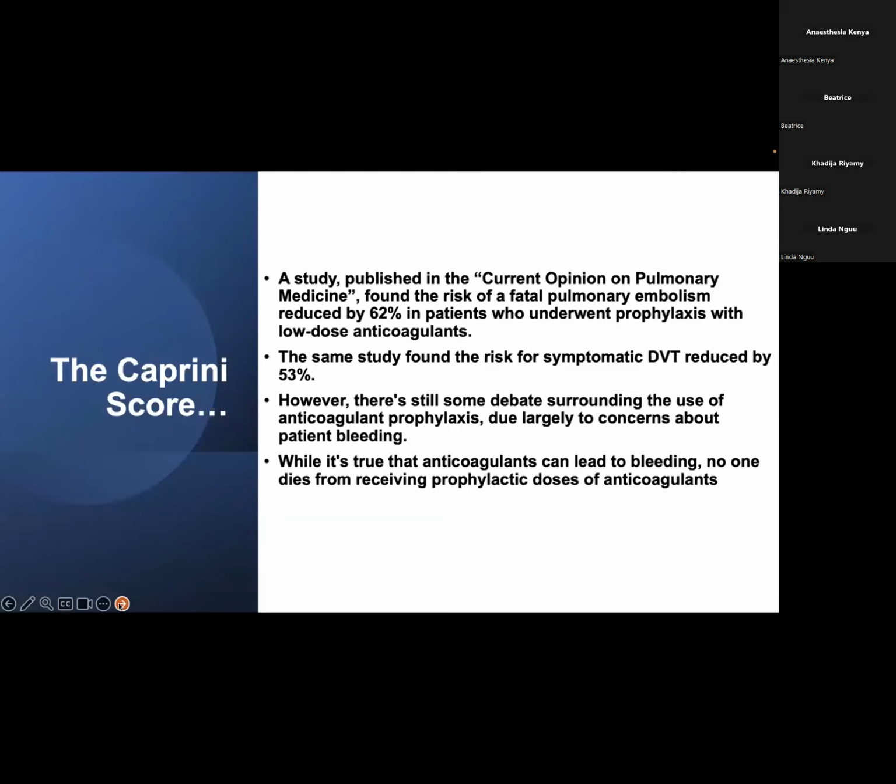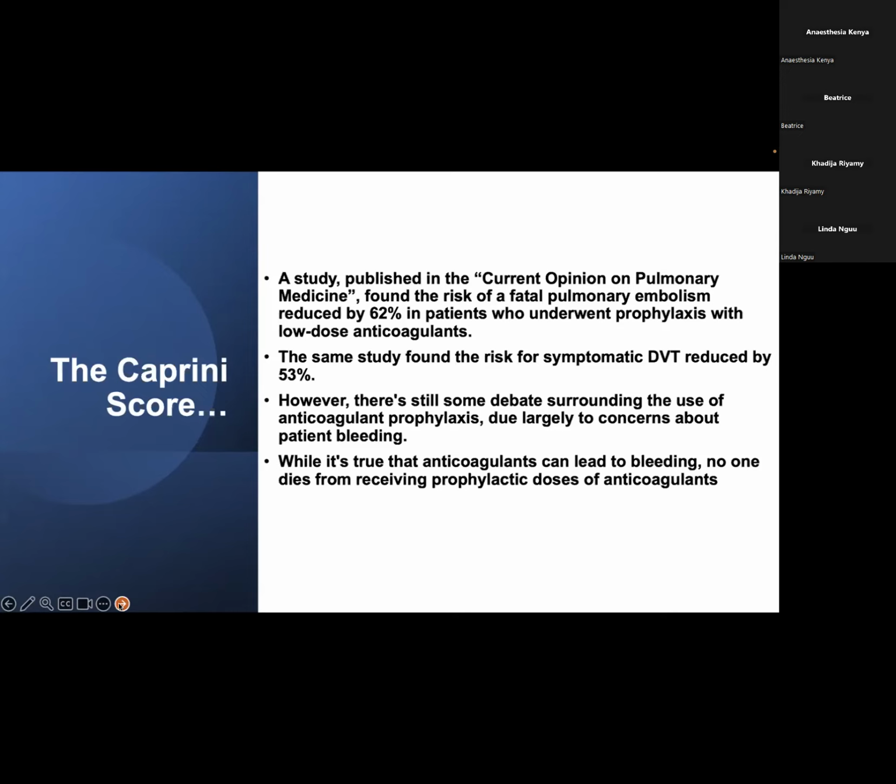However, there's still some debate surrounding the use of anticoagulant prophylaxis, due largely to concern about patient bleeding. So when you have a patient whom you think is high risk, many times you may need to discuss with your surgeon when you want to start anticoagulation. I would consider the highly obese, the very obese patients, and now we are getting quite a number of obese patients in our population, a patient who is likely to remain immobile, those are patients that I will not even wait to discuss, and I would like to put them on anticoagulant.